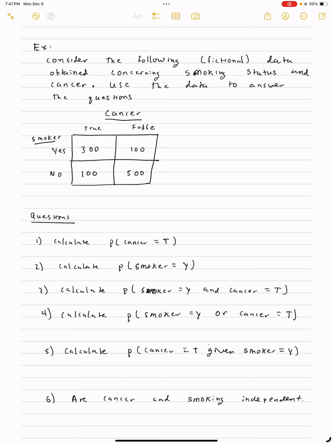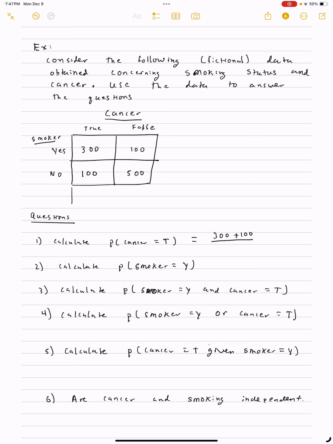For our first question, we're asked to calculate the probability of cancer. There's two ways that an individual can have cancer. They can be a smoker and have cancer, or they cannot be a smoker and have cancer. So the total number of individuals is going to be 300 plus the 100.